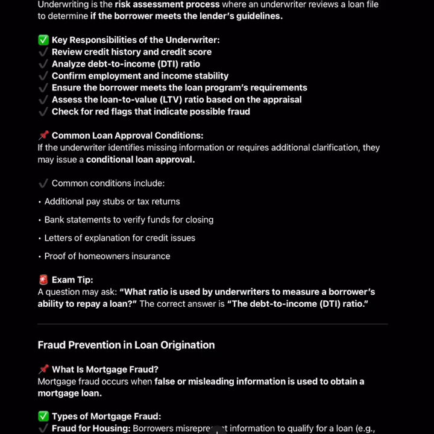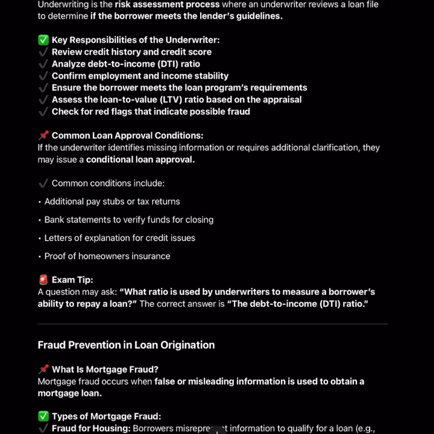Common loan approval conditions. If the underwriter identifies missing information or requires additional clarification, they may issue a conditional loan approval. Common conditions include additional pay stubs or tax returns, bank statements to verify funds for closing, letters of explanation for credit issues, proof of homeowner's insurance. Exam tip: a question may ask, what ratio is used by underwriters to measure a borrower's ability to repay a loan? The correct answer is the debt-to-income, DTI, ratio.